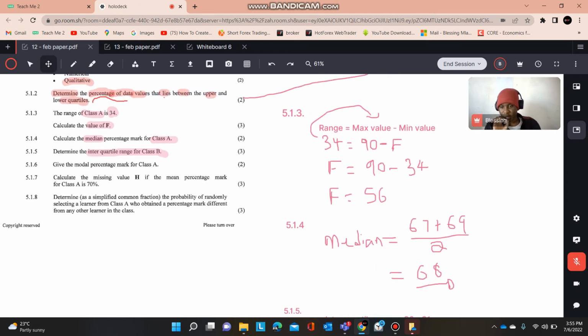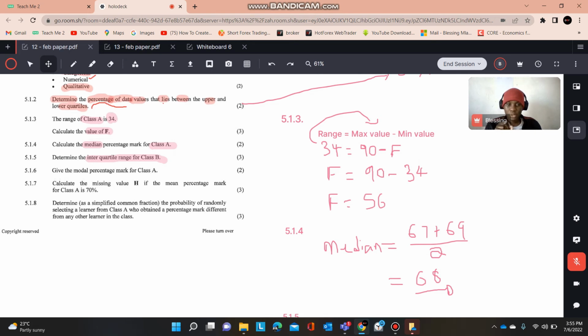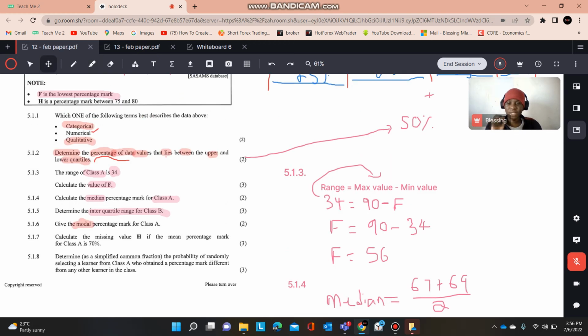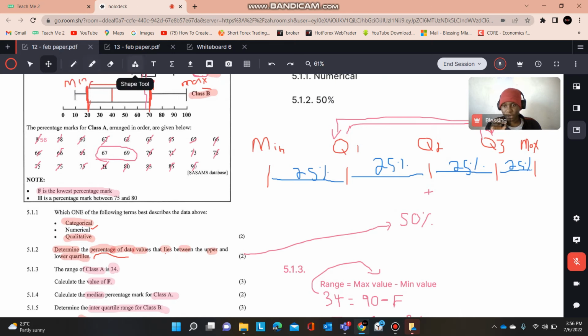And then let's go and do 5.1.6. So 5.1.6, they say give the modal percentage mark. What is the modal? Modal is the data value that appears more than any other data value. It appears numerous times, more than any other data values. Let me show you what I'm talking about here.